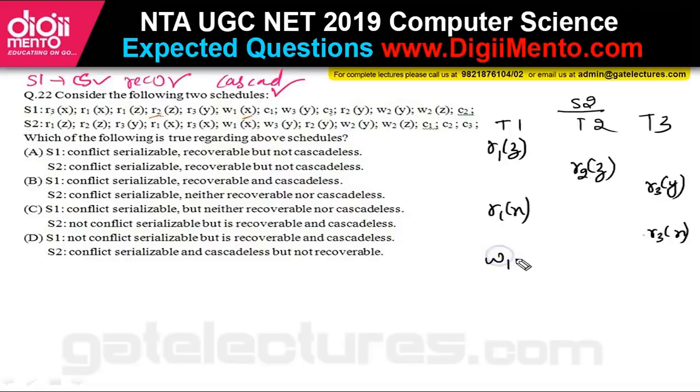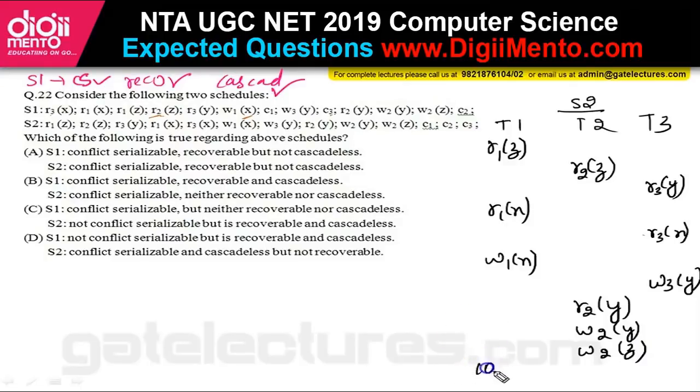W1X, then W3Y, then R2Y, then W2Y, W2Z. It is basically just like the earlier case, but the only difference is I am performing the commit operations at the end. First C1 is committing, then T1 is committing, then T2, and then T3 is committing.